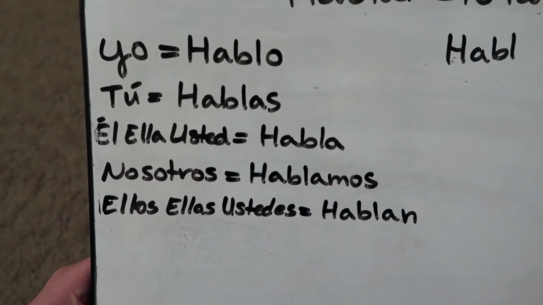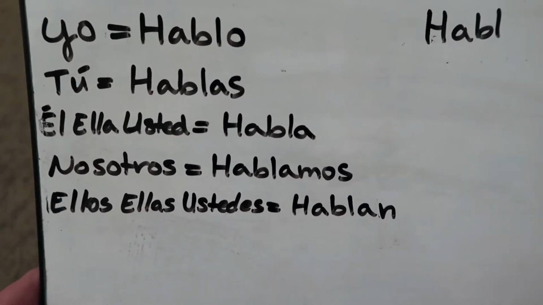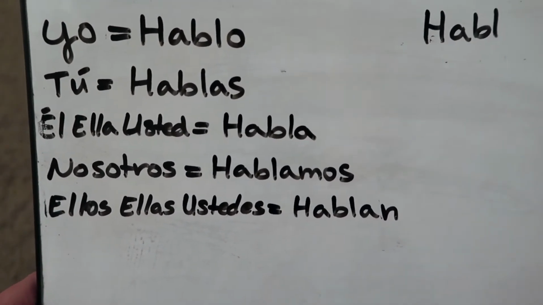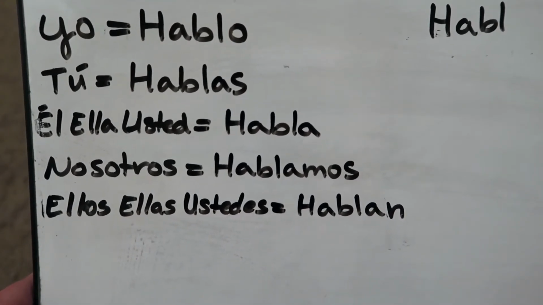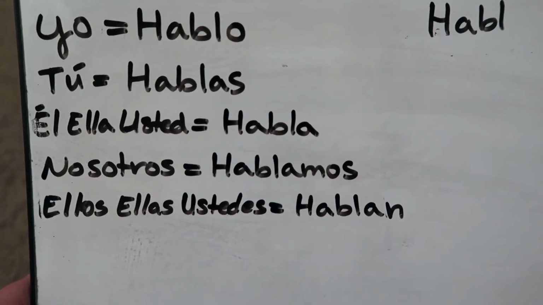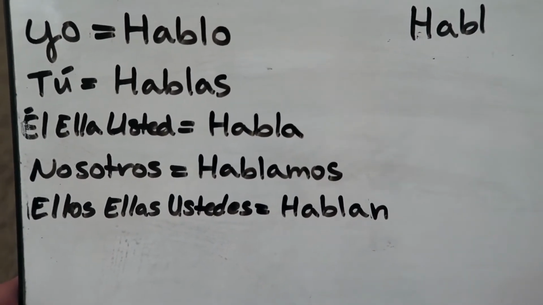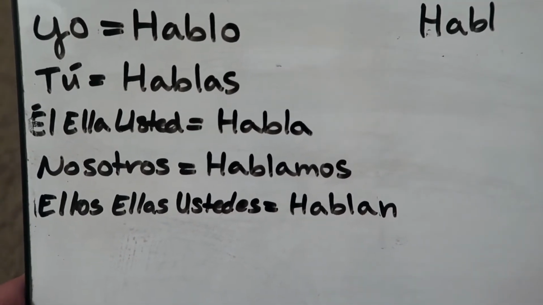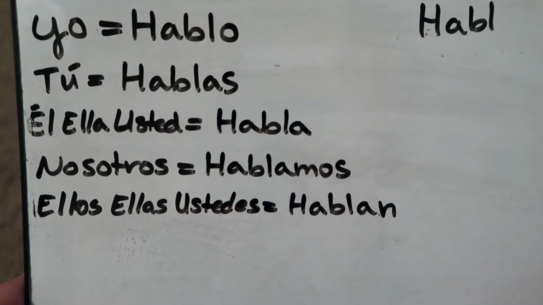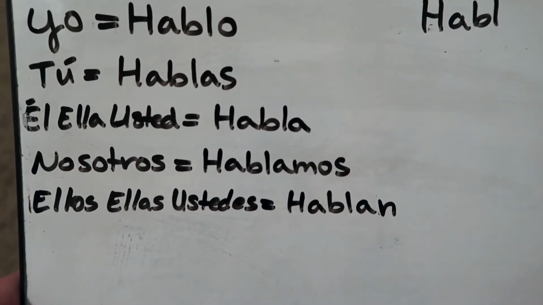You conjugate for él, ella, usted by taking off the AR and you put on the A ending. So you'll have habla. For nosotros, which is conjugating for we, you will have hablamos, because you're taking off the AR and you're putting on the AMOS ending. For ellos, ellas, ustedes, you're going to have hablan, because you take off the AR and you put on the AN ending.